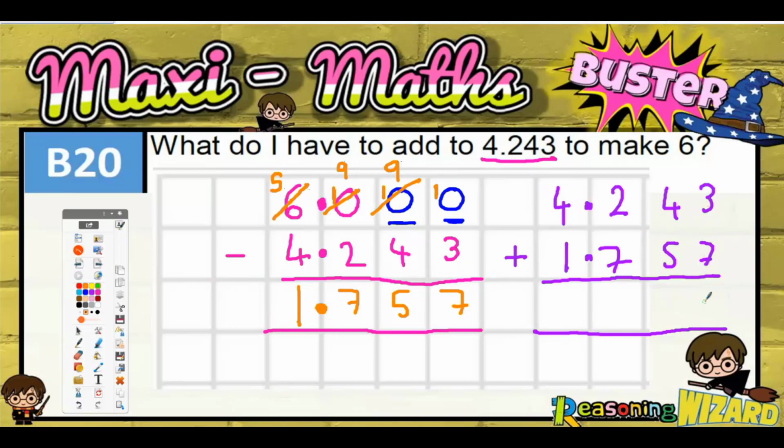3 add 7 is 10. 0 in, carry the 1. 4 add 5 is 9, plus the 1 is 10 again. 0 in, carry the 1. 2 add 7 is 9, plus the 1 I've just carried is 10 again. 0 in, carry the 1. And then 4 plus 1 is 5, plus this one we've just carried is 6. So that makes 6. And obviously it's not 6,000 because we've got these decimal points here. So we put the decimal point in, and it does indeed get us back to 6.000. So the final answer is 1.757.